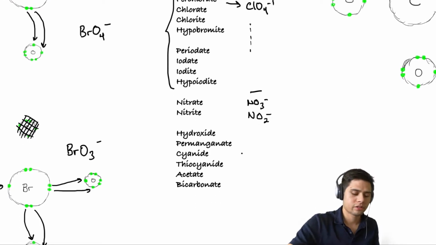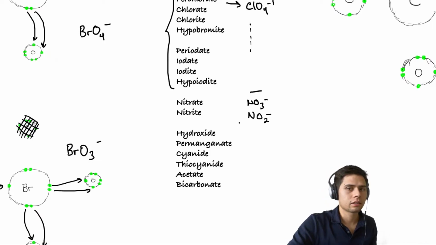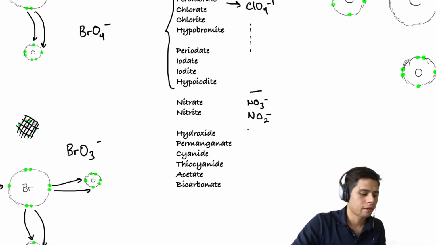Okay, then we have some of these guys here which are a little bit odd ones. So hydroxide is going to be OH with a minus charge on it.